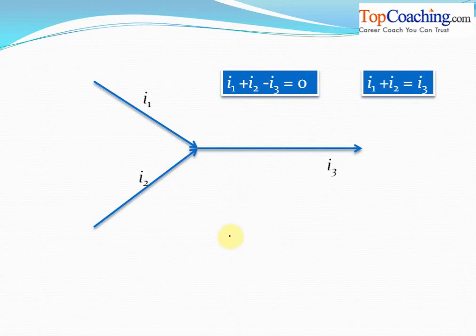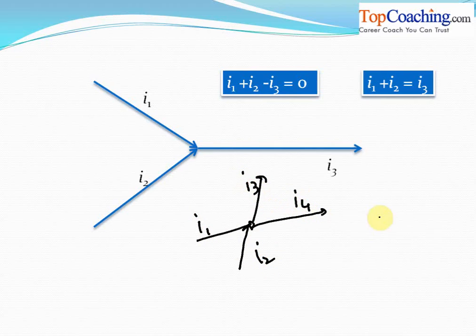If there are four currents here, like this, and if this is I1, this is I2, this is I3, and this is I4, in that case, you can say that the net incoming currents will be equal to the net outgoing currents. So I1 plus I2 will be equal to I3 plus I4, isn't it? Kirchhoff's junction rule simply says this, that the net currents coming into a junction are the same as the net currents going out of the junction.